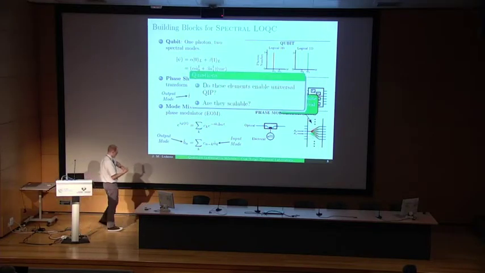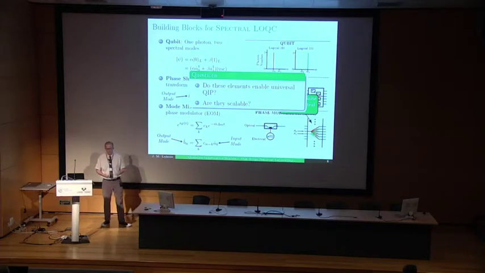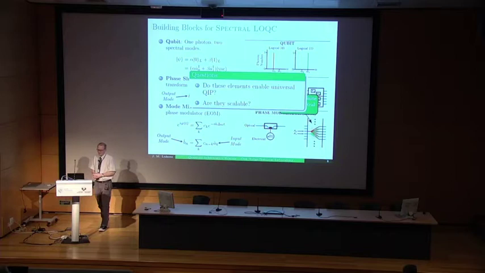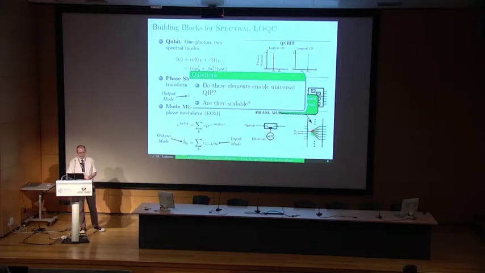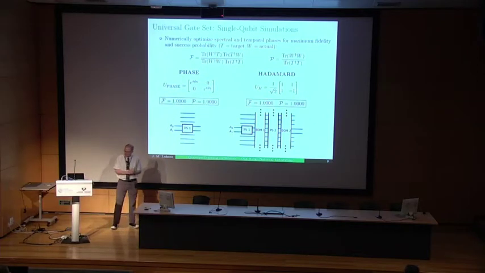So the main questions then are: are these elements sufficient for universal QIP? So I've just proposed them. Can we actually do a full universal gate set? And are they scalable? And thankfully, the answer is affirmative, and I'll explain why now.